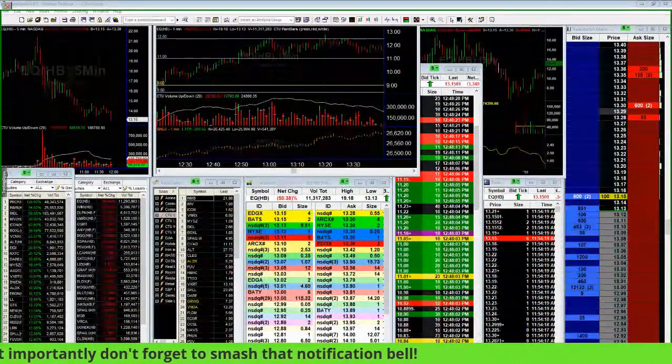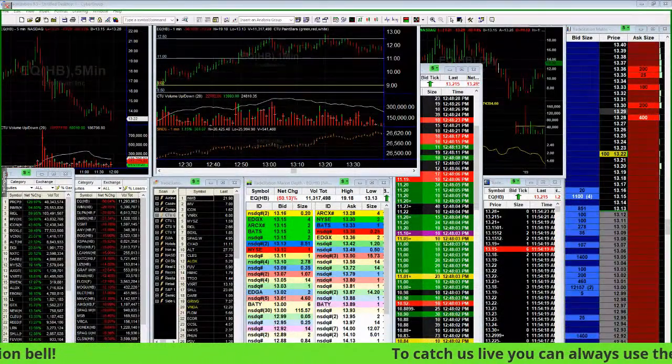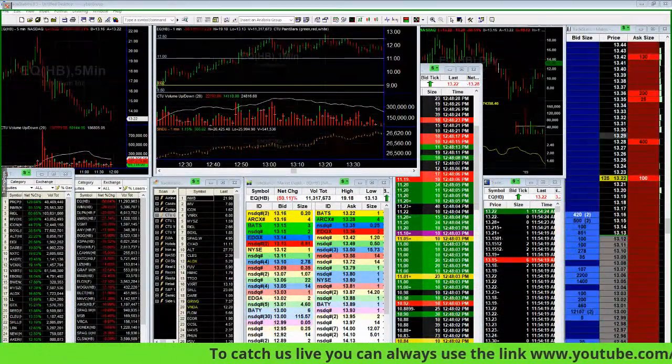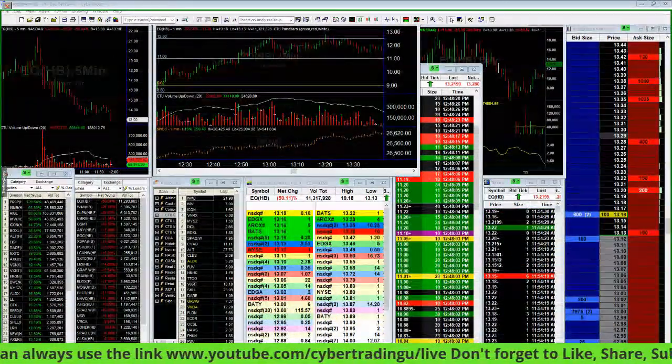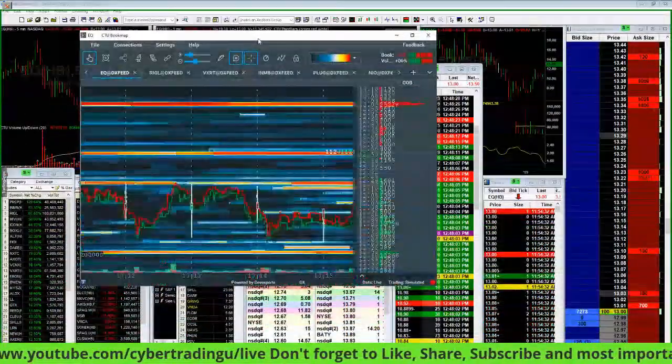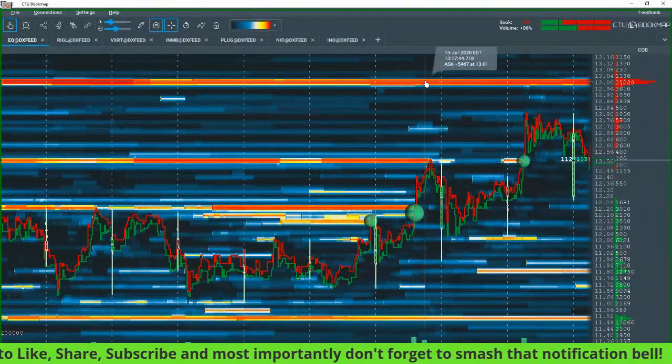What would be our next resistance above 1250? Or where would we assume our next resistance to be after 1250? Greg says 13. Absolutely, and that's what Bookmap showed. 1250, 13.